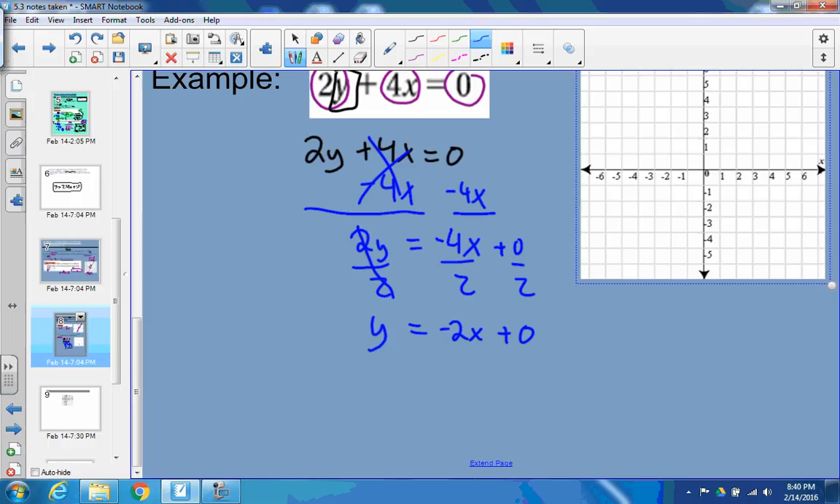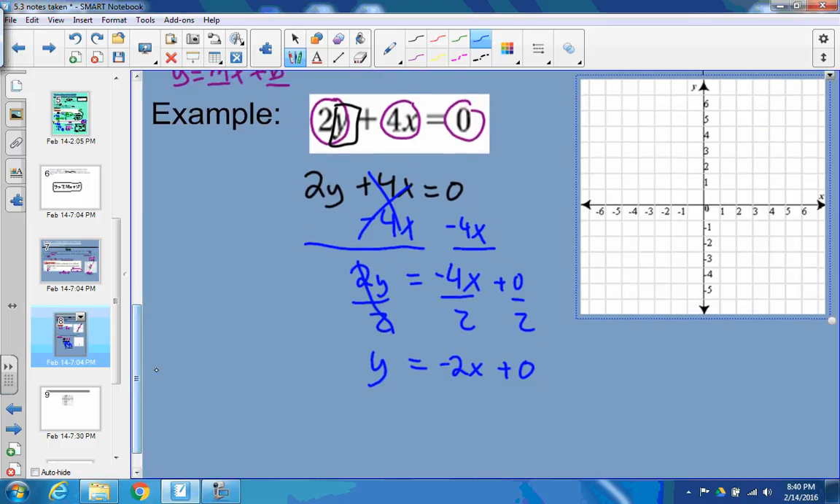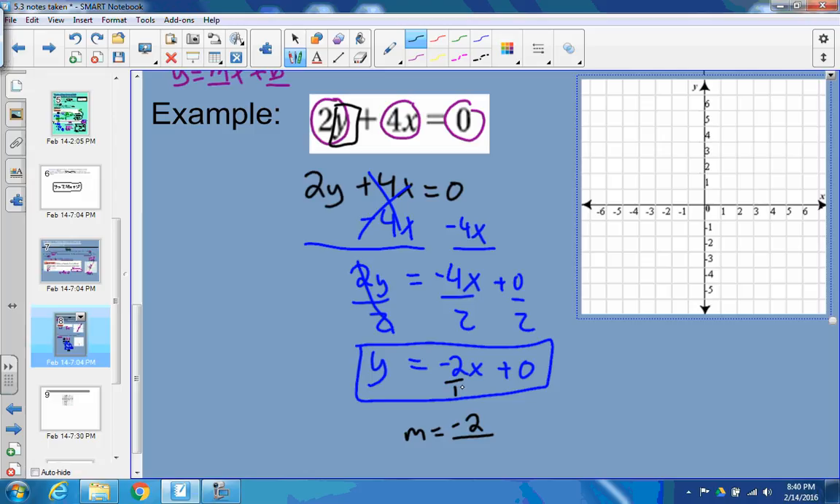It does not need to be there. But that's just so that you know your starting point is at 0. If there's nothing there, that means you just start at the 0. So now that it's in slope-intercept form, we can graph it using our two parts. Our m, which is negative 2 over 1. Always put the slope over 1. And our b, which is 0.